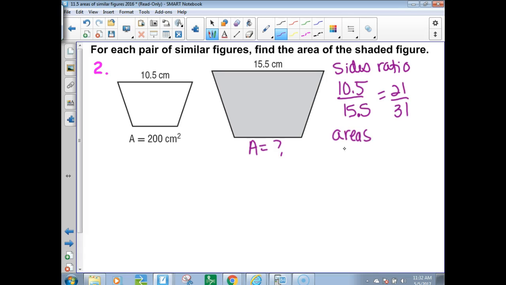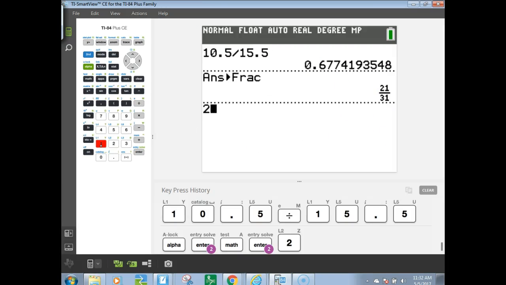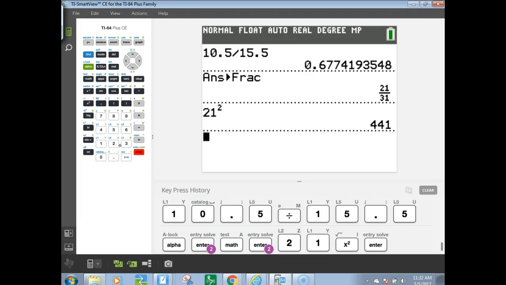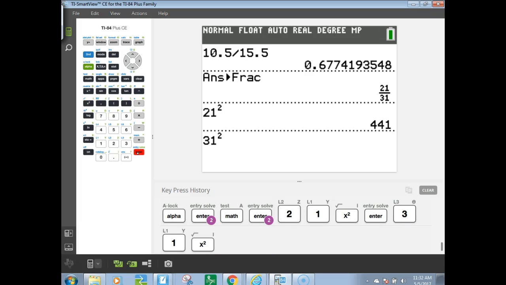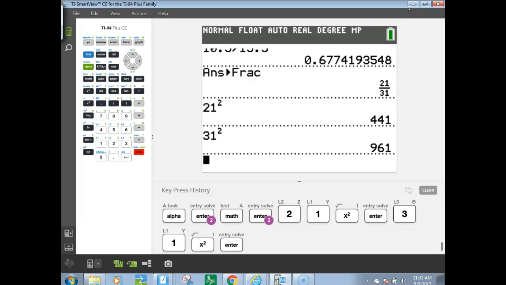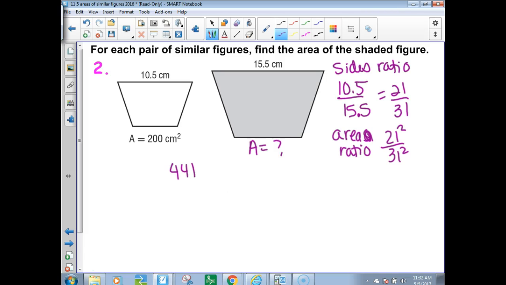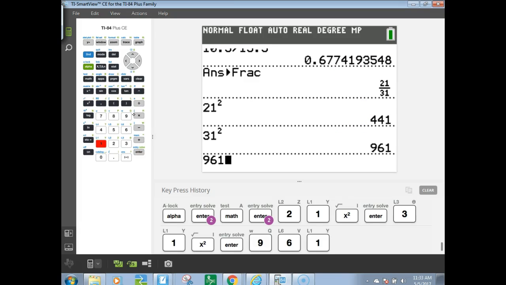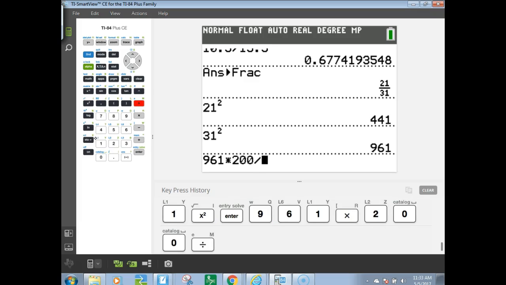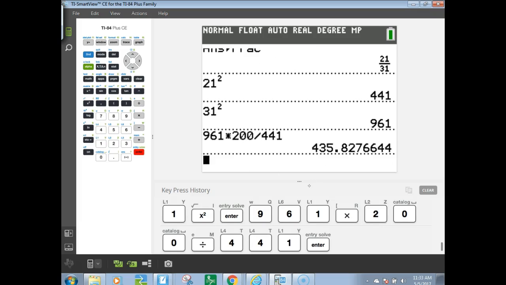The area ratio, I don't like the grammar there, would be 21 squared to 31 squared. So we're going to have some pretty big numbers here to do. 21 squared is 441, I believe. Yep. And 31 squared, it's going to be 900 and something. 961. 441 to 961. Okay, we are going to need to put our 200 top or bottom. Okay, smaller figure, yep, top. And then our A on the bottom. Cross products, do 961 times 200, and then divide by 441. Or 35.8.